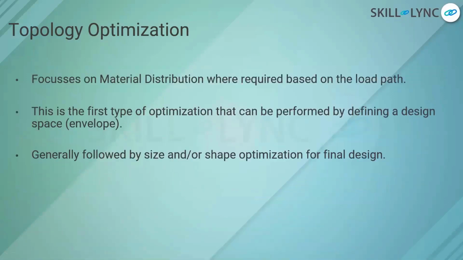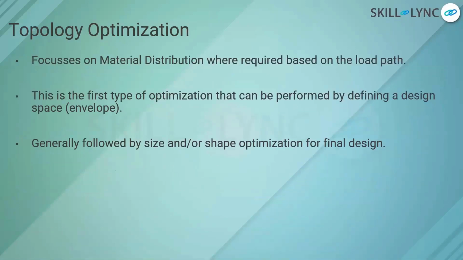The third one is topological optimization, which you can say is the most popular among the FE community. If you do a simple Google search, you will find that there are a lot of examples demonstrating topological optimization. So what it does is it distributes the material. This optimization focuses on distributing the material where it is required based on the load path.